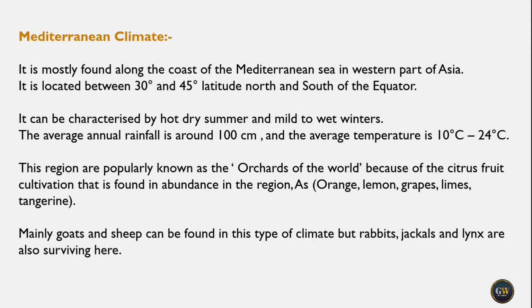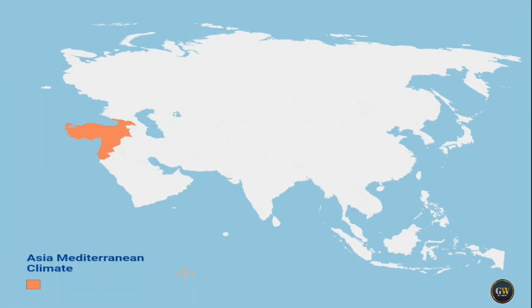Now we have another type of climate, that is the Mediterranean climate, and this climatic condition is around the Mediterranean Sea. It is mostly found along the coast of the Mediterranean Sea in the western part of Asia, and it is located between 30° and 45° latitude north and south of the equator. Here you can see its location on the map around the Mediterranean Sea. Countries like Turkey, Lebanon, Syria include this type of climate.